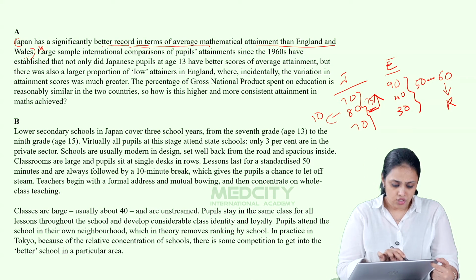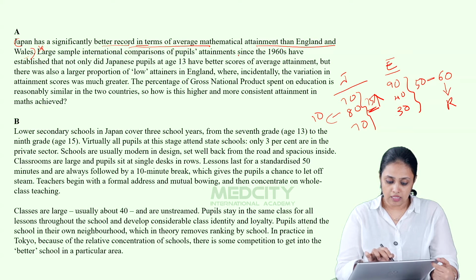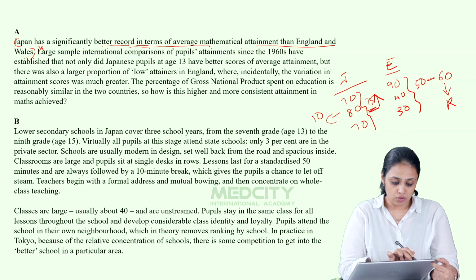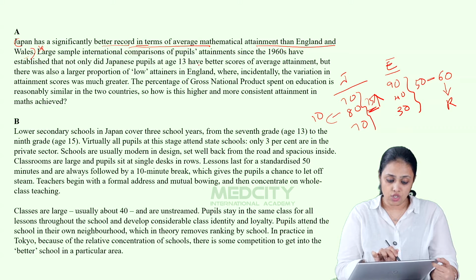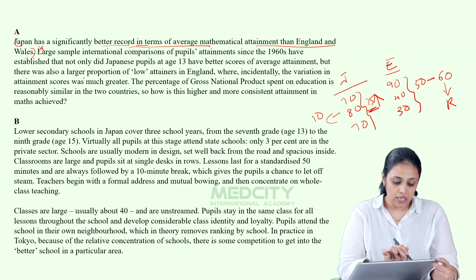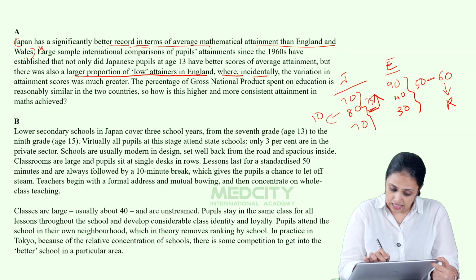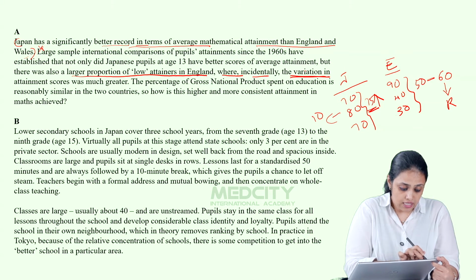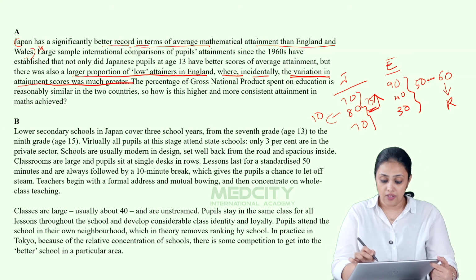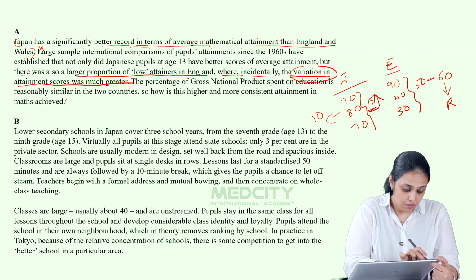Large sample international comparisons of pupils' attainment since 1960 have established that not only did Japanese pupils at the age of 13 have better scores of average attainment, but there was also a large proportion of low attainers in England, where incidentally the variation in attainment scores was much greater.